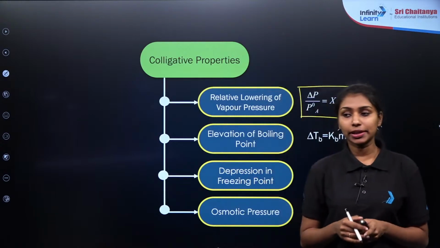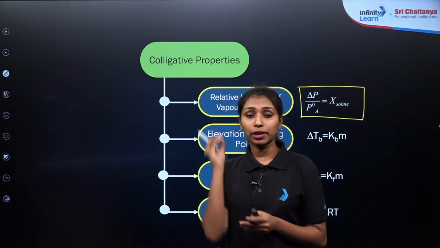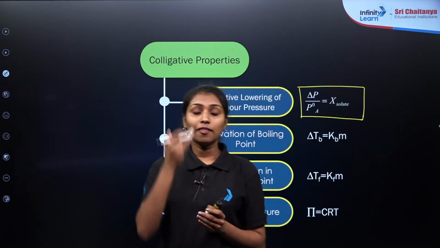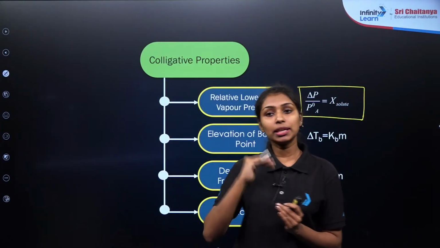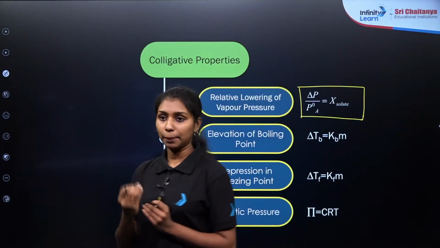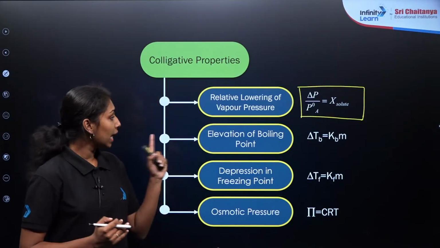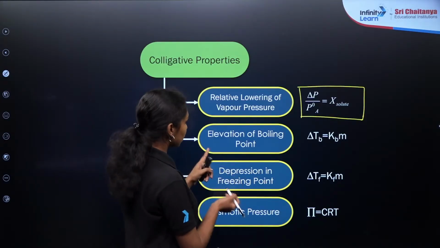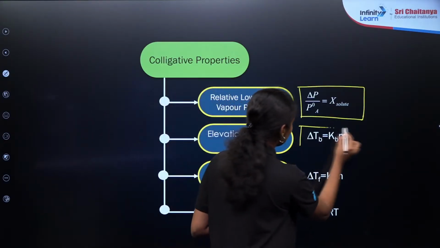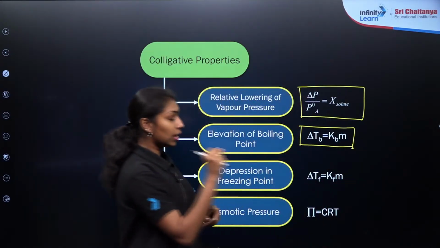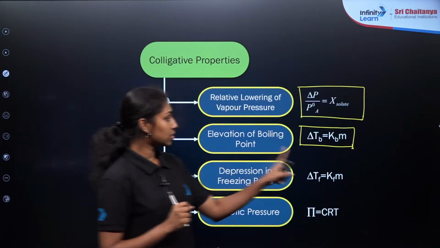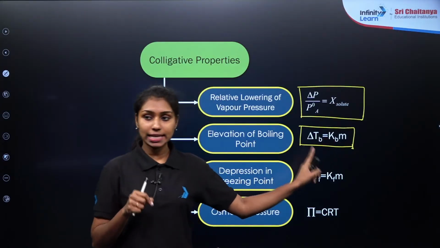Elevation in boiling point, right? Similarly, if you are adding non-volatile solute to the solution, vapor pressure decreases, so obviously boiling point also increases. The name itself says that there will be an increase in the boiling point of the solution. So it will be given as delta Tb is equal to Kb into molality, where Kb is the molal elevation constant, right? Then small letter m is the molality given here.